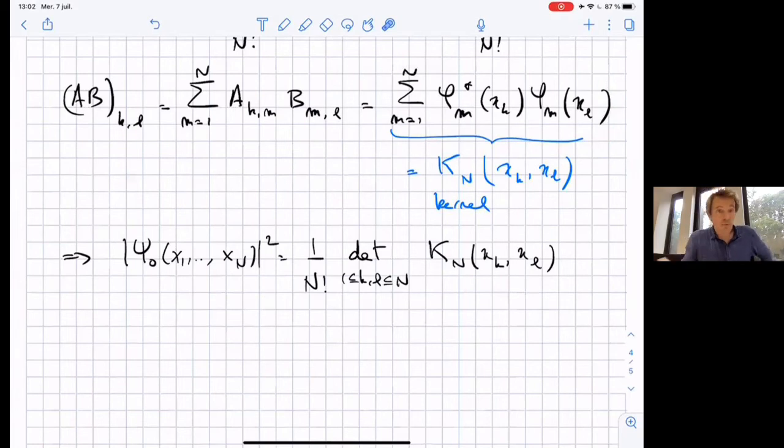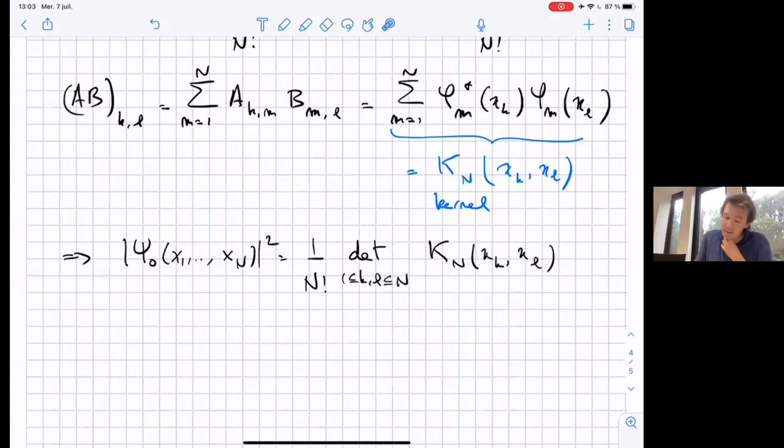Which in the case of the harmonic oscillator is explicitly known, right? Because I can just enter the Hermite polynomials, and the Hermite polynomials have nice properties, which make the kernel eventually have a very nice structure, which is called Christoffel-Darboux. I will not enter into these details, but just to say that it's quite useful. So, okay, now you might ask, why is it interesting?